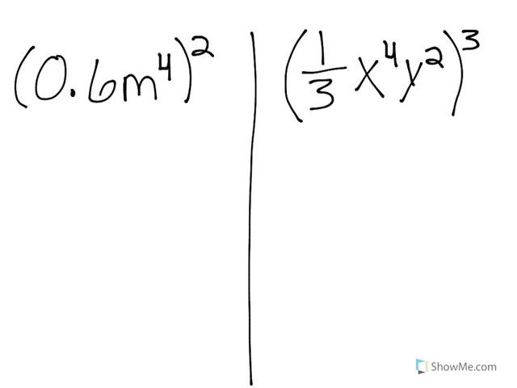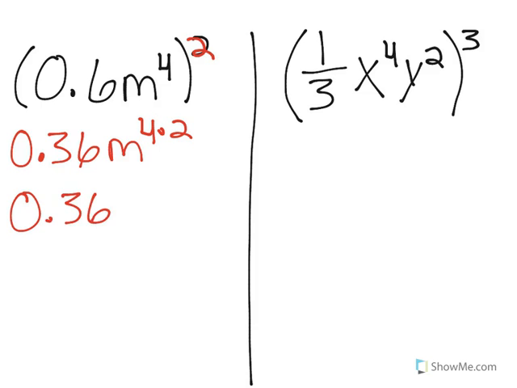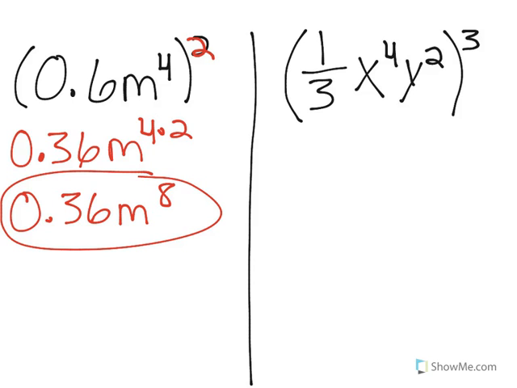Mostly, I just wanted you to be able to see it does still work, even if you have scary coefficients. Alright, so let's see. 0.6 squared, because it's squared on the outside. That means 0.6 times 0.6. Well, that's going to be 0.36, or 36, and 6 times 6 is 36. So 0.36. Now for the m, power over power, we're going to multiply those together. So 4 times 2. So we're left with 0.36 times m to the 8th power. And that's going to be our final answer to that example.